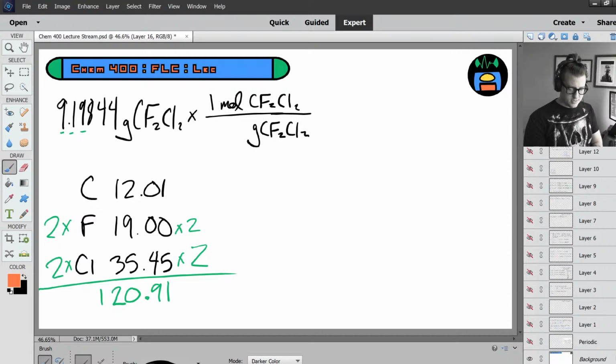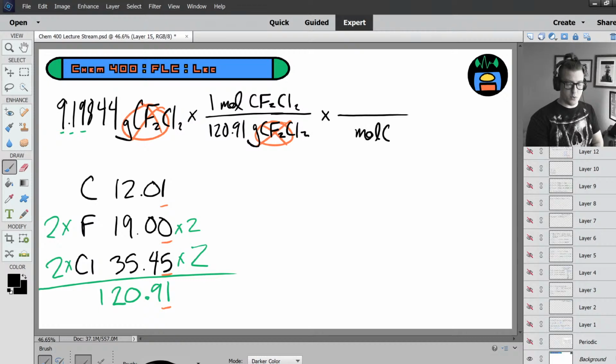120.91, and you'll notice this number has its last sig fig in the hundredths place, as do all of our decimals, so that is the value with the correct number of sig figs that we'll be rolling with. Grams cancel grams, leaving us with moles. Now we have one more unit conversion in the cards. We need to convert from moles of CF2Cl2 to molecules.